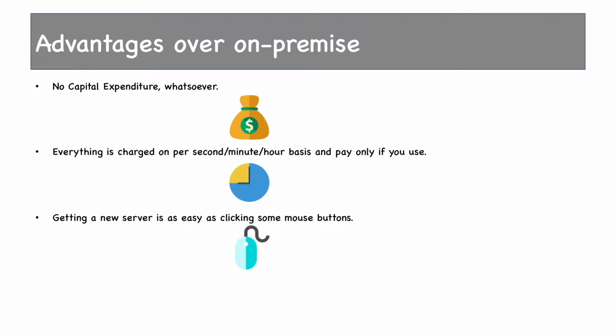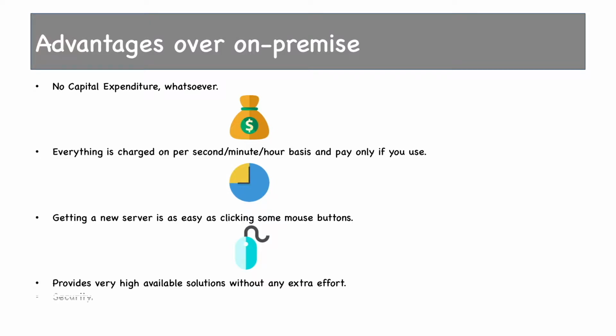Then getting a new server is as easy as clicking some mouse buttons. If you're from a corporate data center background, you know that provisioning a new server might take somewhere between 1 week to 4 weeks. Here, you can do that in minutes. Maybe if you're fast at clicking mouse buttons, you can do that in less than a minute. And it provides highly available solutions without any extra effort. If you're using any cloud provider, you're getting high availability without any extra effort whatsoever. You just have to use it.